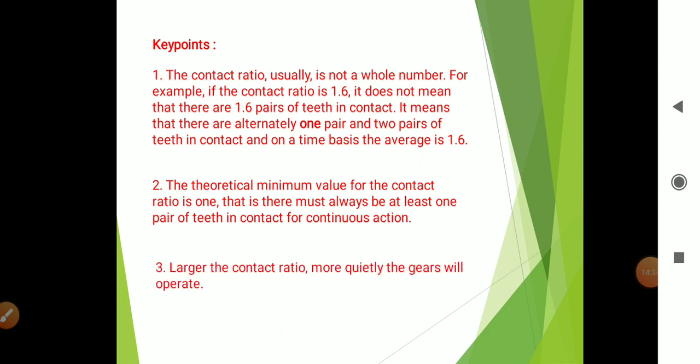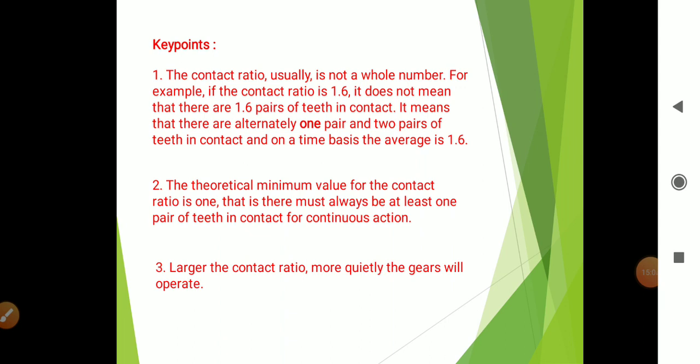And the third point is that the larger the contact ratio, the more quietly the gears will operate. If the contact ratio is more, then the gears will operate very smoothly. These are important key points. They will be asked in examinations as multiple choice questions, even in competitive examinations and even GATE. So these are very important points.